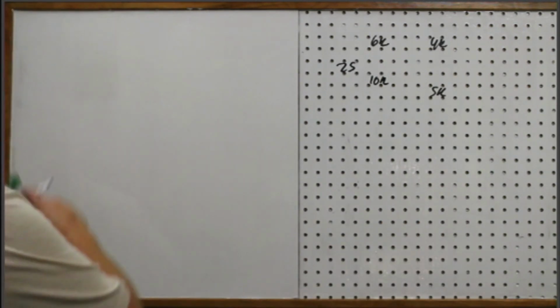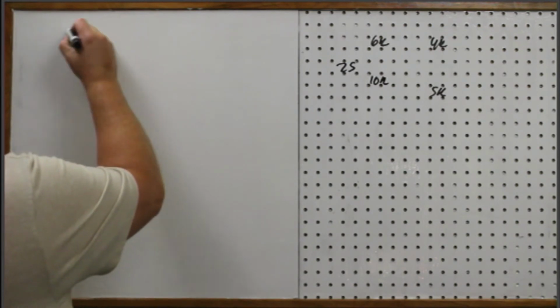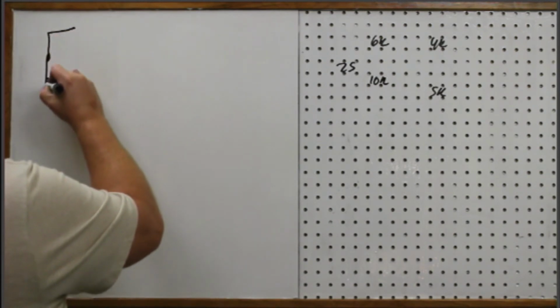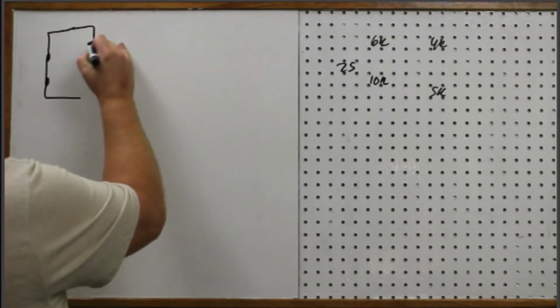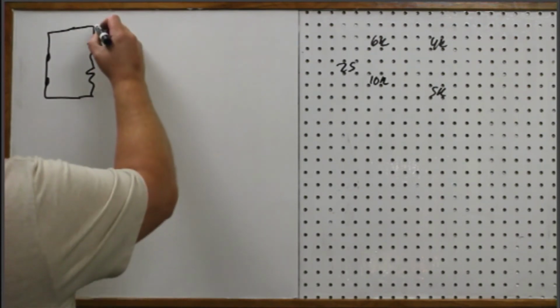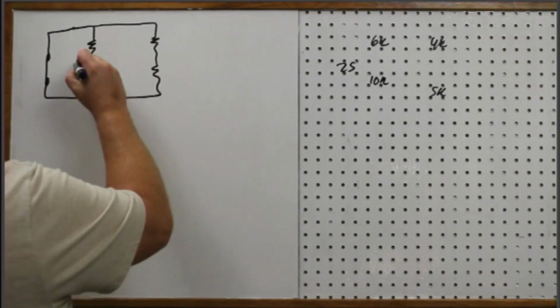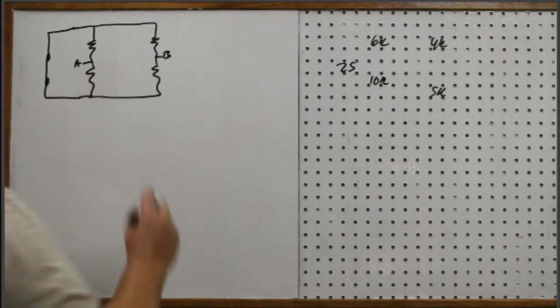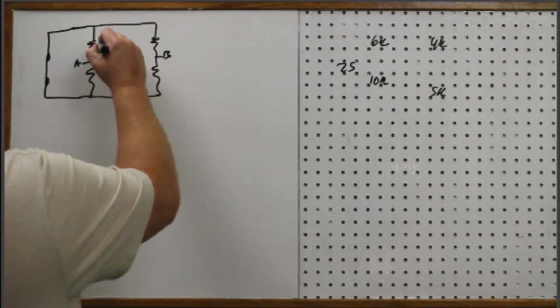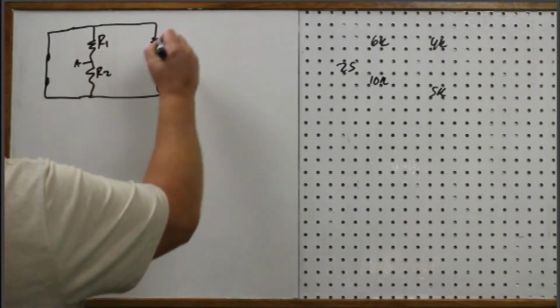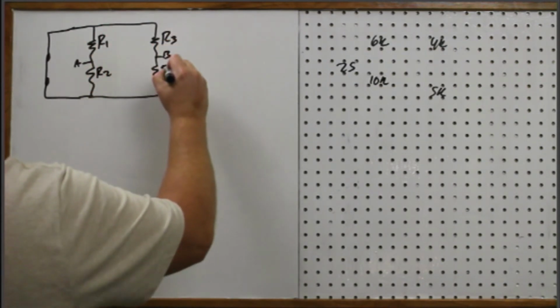Okay? So here's the generic format. We have the source that's shorted. We've got a resistor, a resistor, and a resistor, and a resistor. And here's point A, and here's point B. Okay? It doesn't matter what those resistor values are. I'm just going to call them R1, R2, R3, R4.